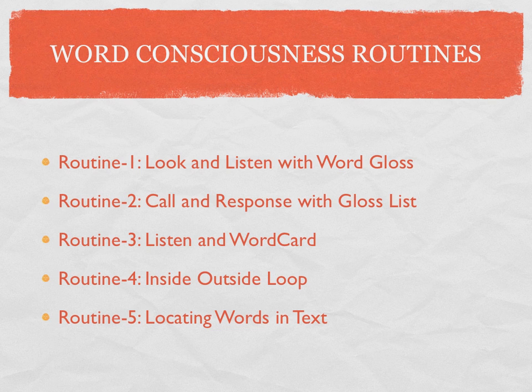Routine 3, listen and word card, an elaboration of call and response, where we pronounce the words and students write their assigned words and glosses on index cards. Routine 4, inside-outside loop, a kinesthetic activity where students will use the cards created in Routine 3 to practice reading and telling the gloss in a whole group structured interaction with peers. And Routine 5, locating words in text, where students will flag or highlight, in the case of consumable text, the target words in the text with peers or with teacher direction.